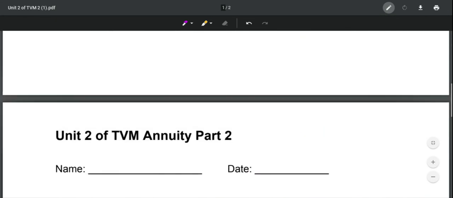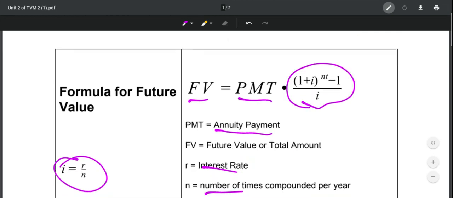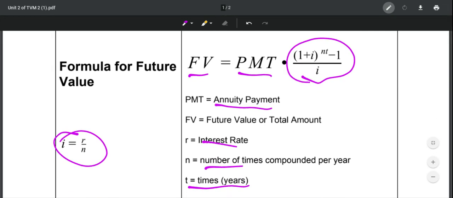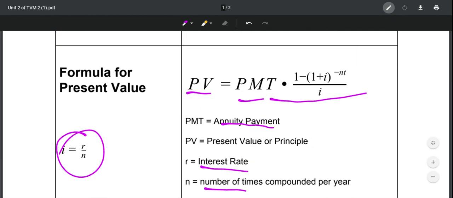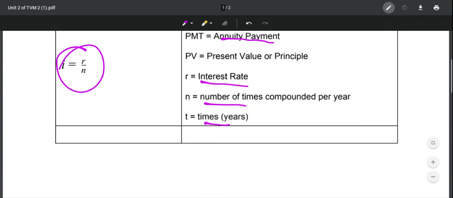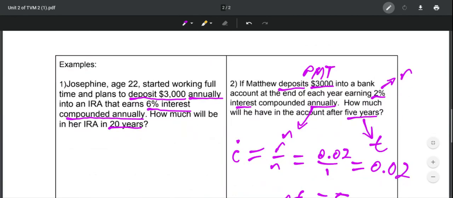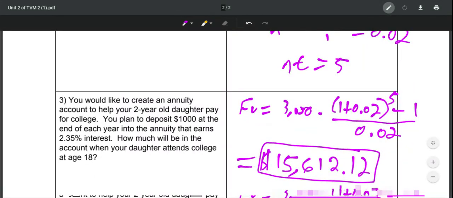That's if it gives you the annuity payment and you need to find the future value. So that's how you do that. We'll get into the present value problems probably in another video or in class. So that is it for this video.